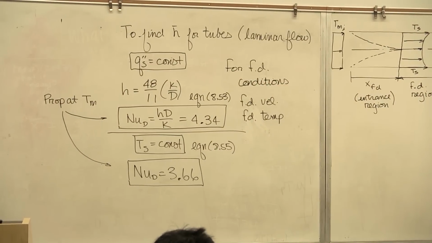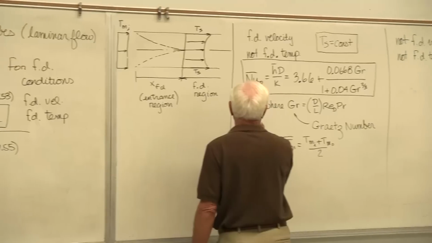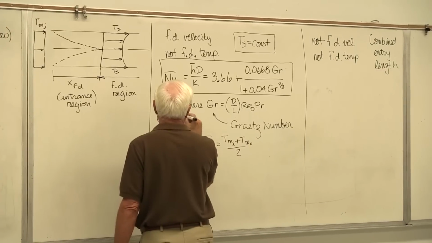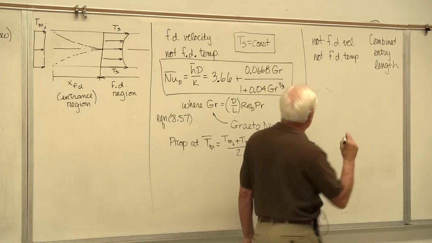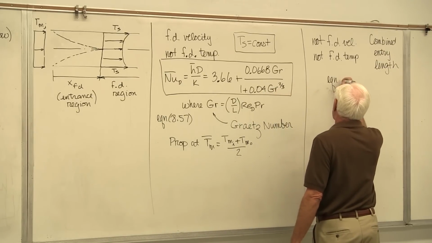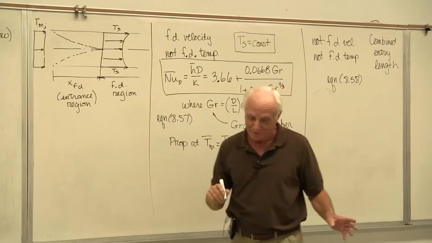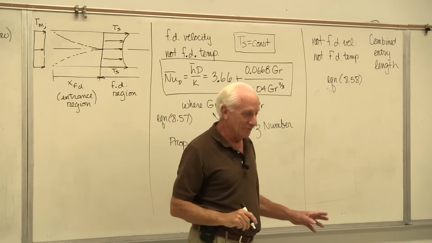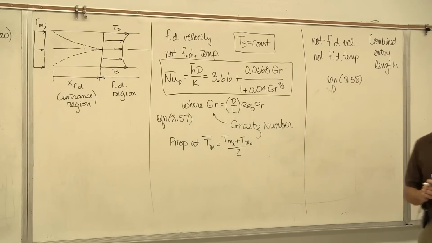This one, 8.57. This one, equation 8.58. I'm not going to put it on the board. It's way too long, and it's way too complicated. Well, you'll look at it, you'll see. It's not a fun equation. So it's there. Properties at T mean bar.